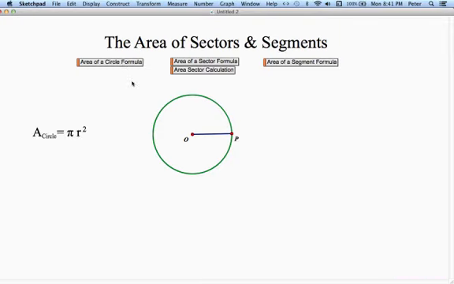There's quite a bit of review in chapter 11.6, and it starts with the area of a circle. As you recall, and let's make sure it's in your notes, the area of a circle is pi r squared. Well, then they move into the area of a sector.